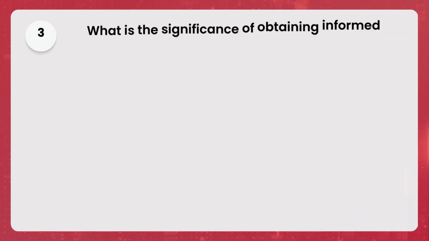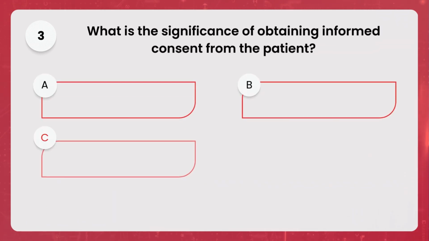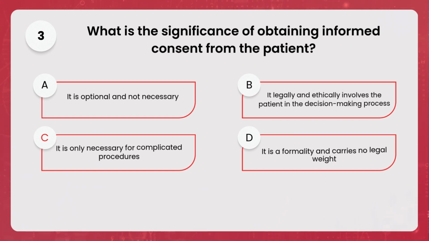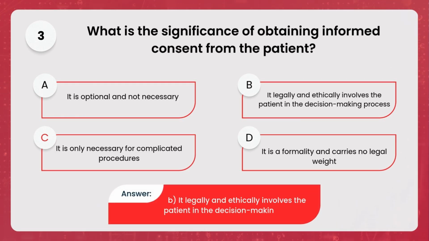Number 3. What is the significance of obtaining informed consent from the patient? A. It is optional and not necessary. B. It legally and ethically involves the patient in decision-making process. C. It is only necessary for complicated procedures. And D. It is a formality, carries no legal weight. The answer is B. It legally and ethically involves the patient in the decision-making process.